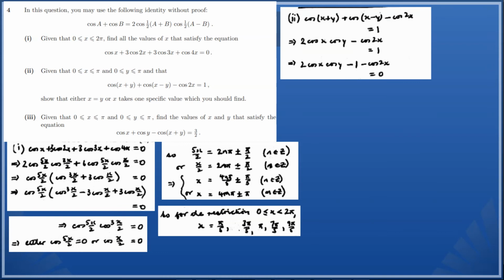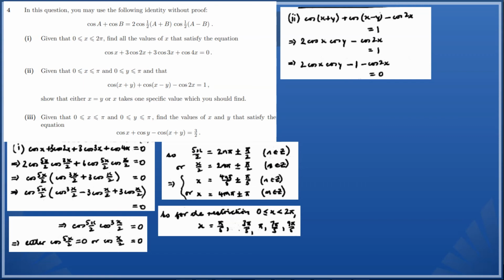Let's move on to part 2. We need to show with the result given that either x equals y or x takes one specific value which you should find. Once again we can use the formula which it's given you, that cos of x plus y plus cos of x minus y minus cos 2x equals 1.